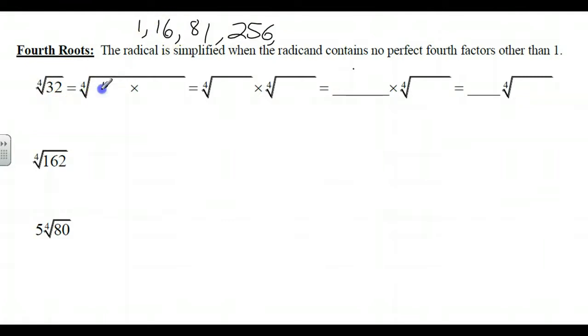So 16 is a perfect fourth, right? It has a fourth root. 32, 16 times 2. The number that has the fourth root goes first. The fourth root of 16 is 2. It's 2 times the fourth root of 2, which we write as 2, fourth root 2.